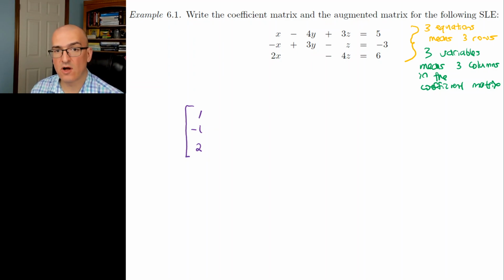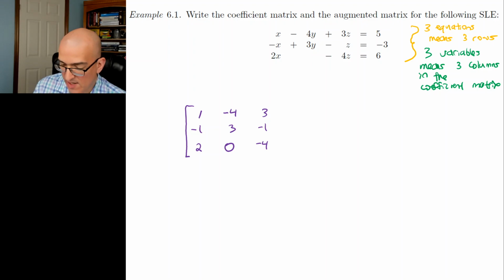Now I'm going to do the second column, corresponding to the coefficients in front of y. First being -4, the second being +3, and the third being 0. If there's nothing there, then the coefficient is 0. And the last column, the z column, will have 3, -1, -4. Now I'm going to put a vertical bar that separates the left-hand side from the right-hand side, that denotes the equal sign. And I put the numbers in the augmented part, 5, -3, 6.